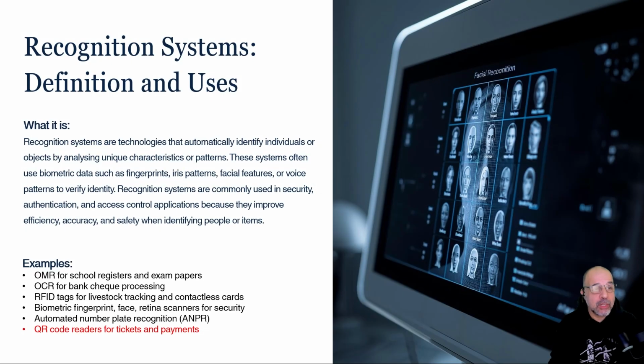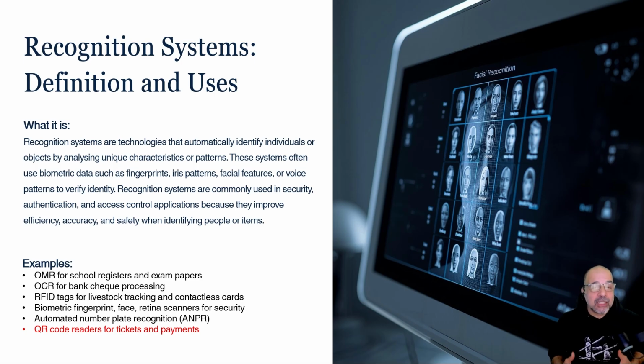Okay, so here we've got recognition systems. It says, recognition systems are technologies that automatically identify individuals or objects by analyzing unique characteristics or patterns. These systems often use biometric data such as fingerprints, iris patterns, facial features, or voice patterns to verify and identify people. Recognition systems are commonly used in security authentication and access control applications because they improve efficiency, accuracy, and safety when identifying people or items.